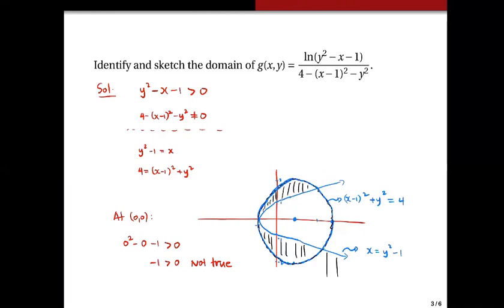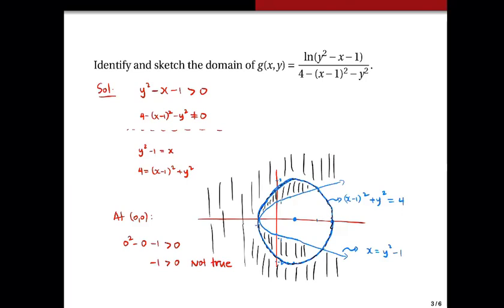And then, of course, everything outside the circle as long as it is away from the parabola. So this is our domain.